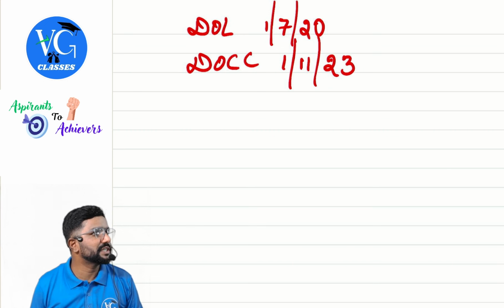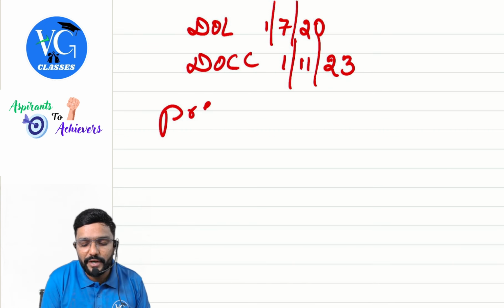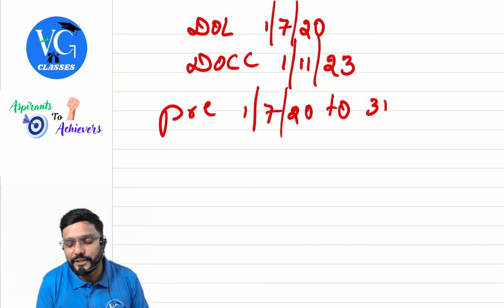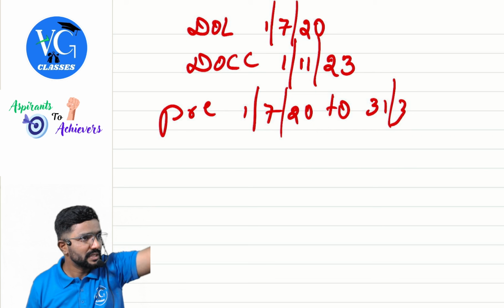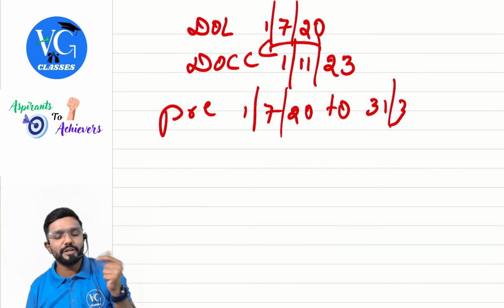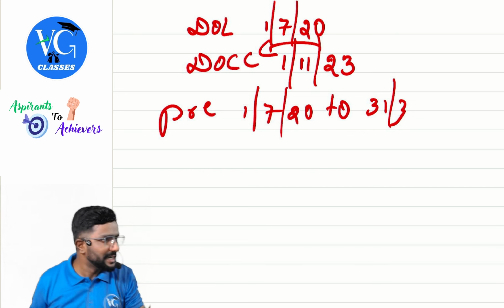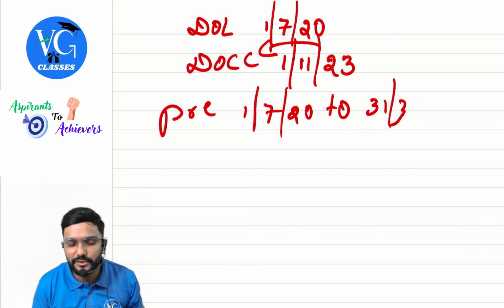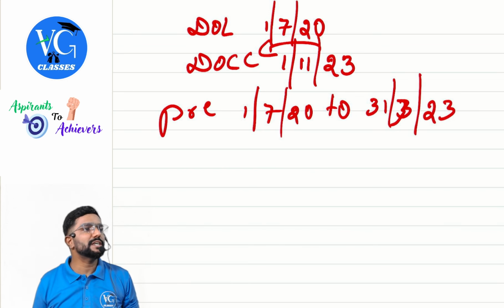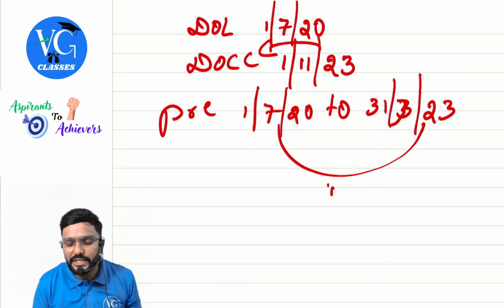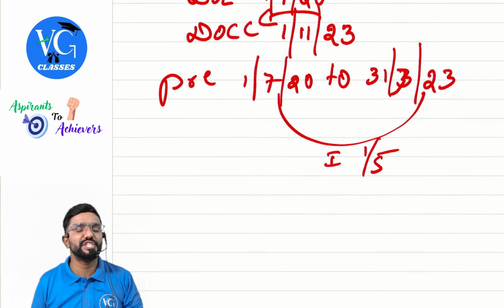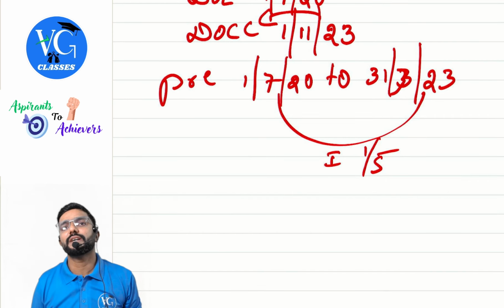So the pre-construction period will start from the date of loan. Till when, guys? 31st March, the standard date. Of which year? Immediately preceding the date of completion of construction, which is 1st November 23. Immediately before that, what was the 31st March? 31st March 23. Whatever interest is there for this period will be allowed in 5 equal installments, from the year in which construction is completed.